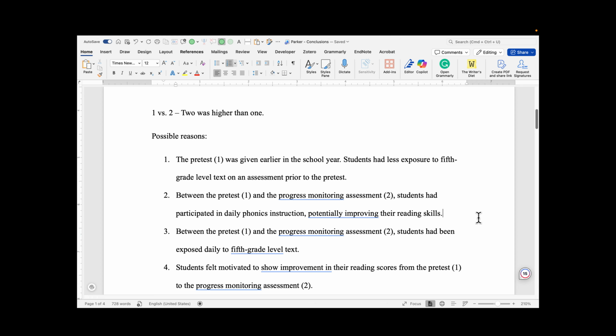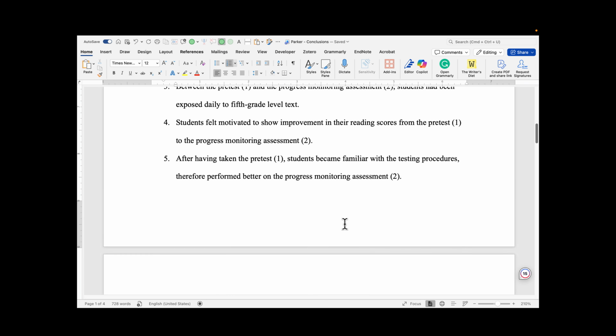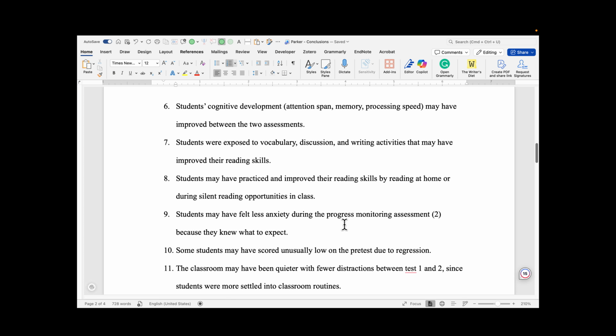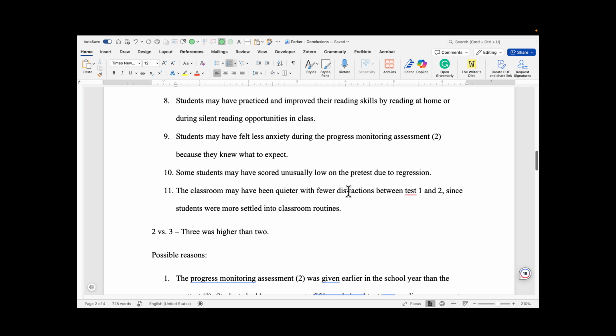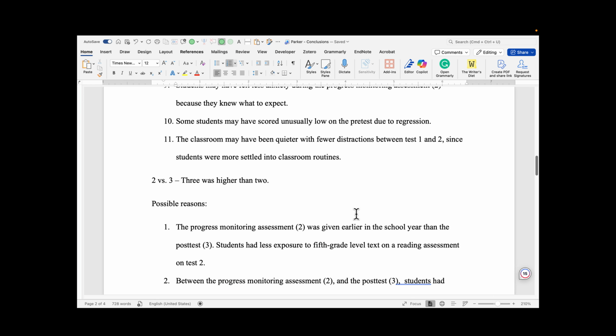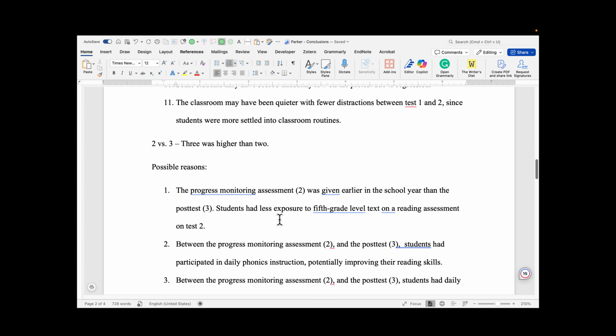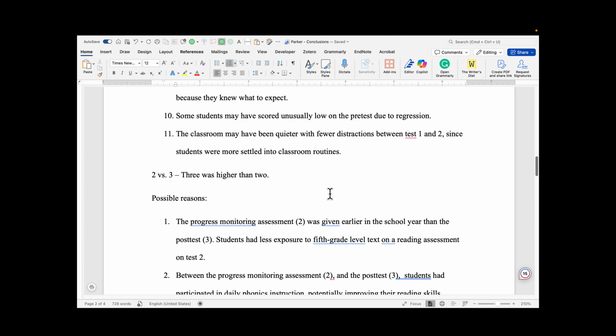So those two sections lead into beginning to get to this right here. Now, when you're doing this one right here, you need to go through here and think about and get some keywords. Pull keywords from here. Something like exposed, practiced, improved, less anxiety, quieter. Just simple words. Okay, and then you're going to think on this level. You're going to do 1 versus 2, 2 versus 3, 1 versus 3, and then all of them together. That gives you enough to write on.